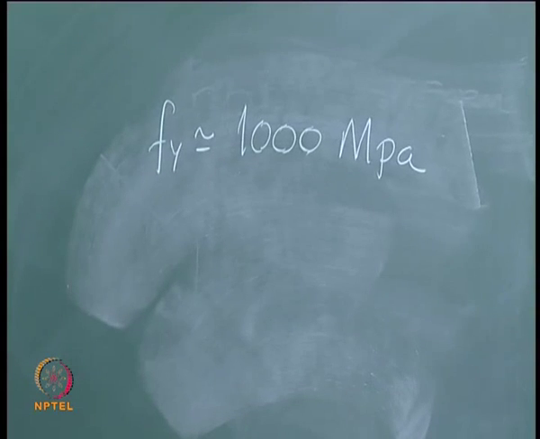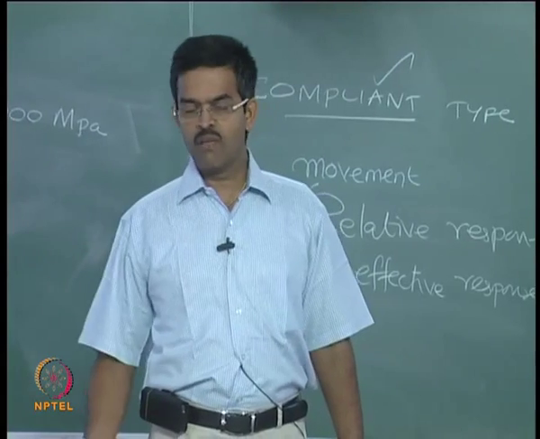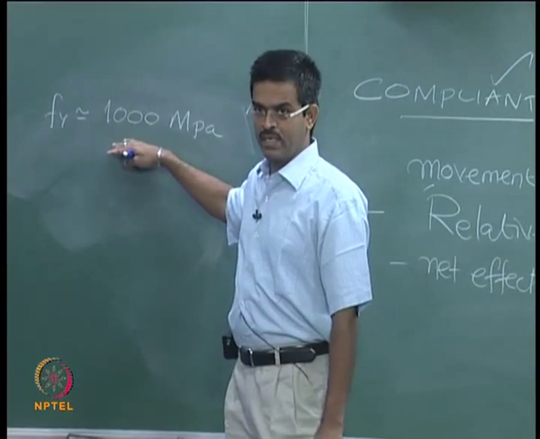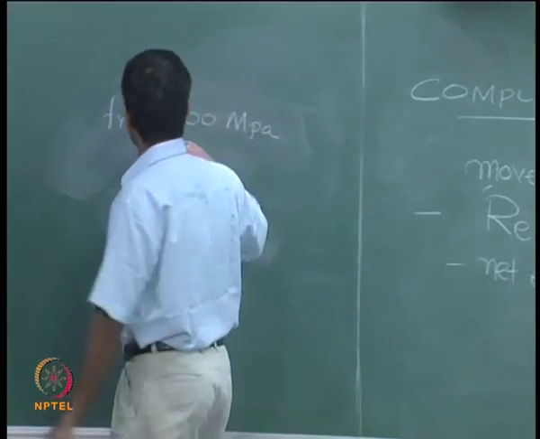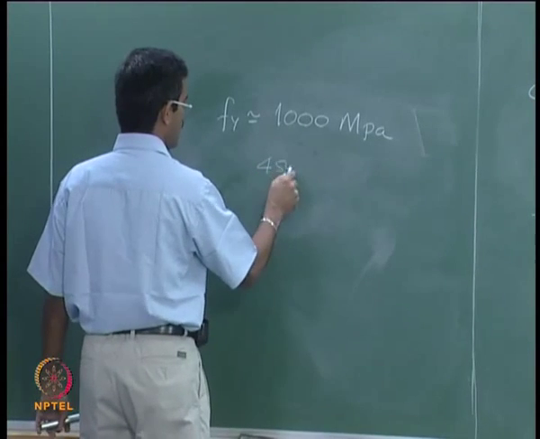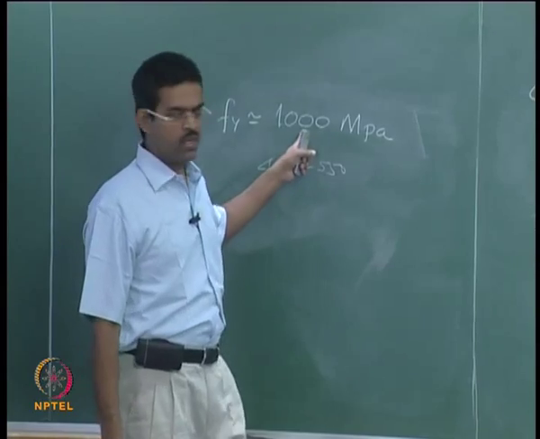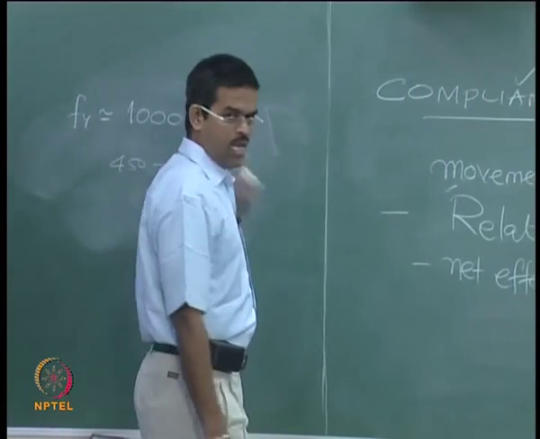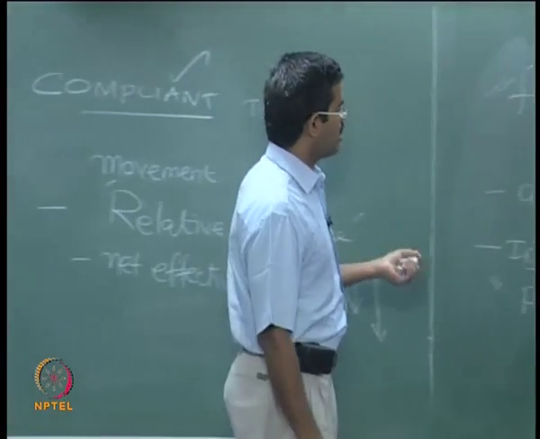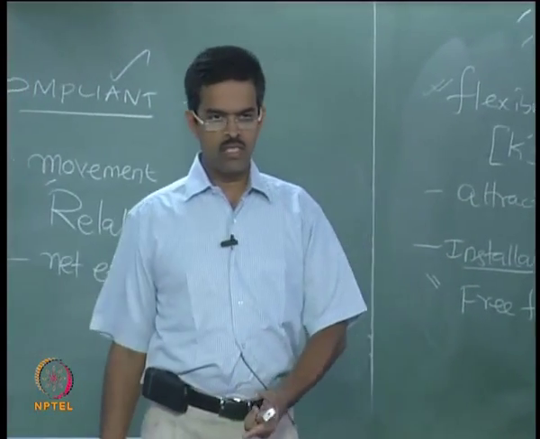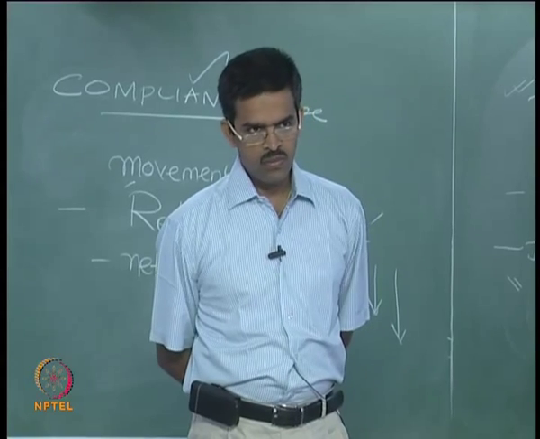Cross reference courses being taught on offshore structures and materials or design of offshore structures. There are materials available, referred by API, where yield strength can be as high as this. Conventional steel will have a yield strength of around 450 to 550 megapascal, but you can have material of this strength also. Okay. When I have this material available, why should I focus on a design which will attract less force? Any answer?